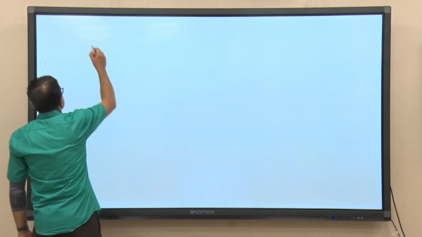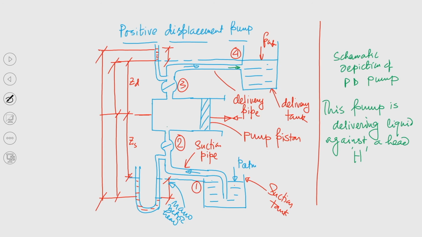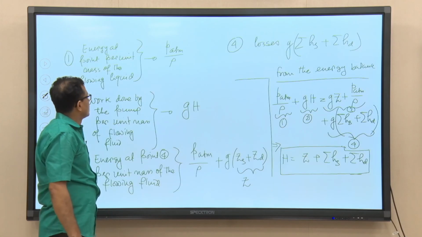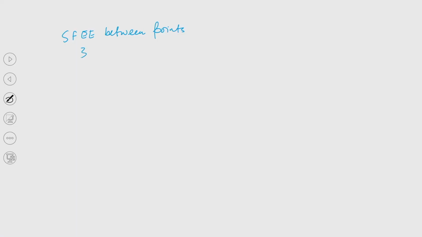Next, if we apply the steady flow energy equation between points 3 and 4, assume the height of the cylinder is so thin that it does not affect the analysis too much. That is why we considered the height between point 1 and point 2 as Zs. The height between point 2 and the middle of the cylinder is not significant enough to consider. So now, between points 3 and 4, what can we write?